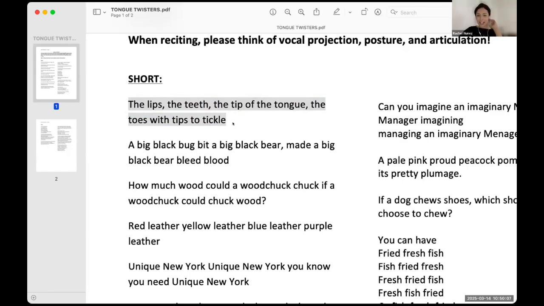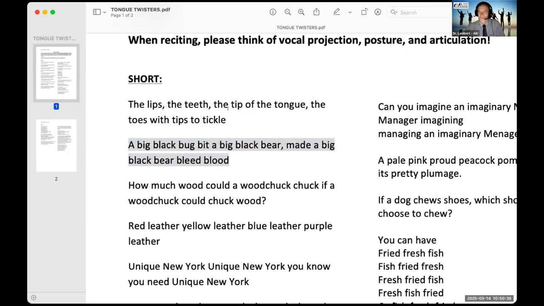Okay. I'm going to try another one, okay? So you can go ahead and mute your mic again. Thank you so much for participating. I'm going to try another one. Whew. A big black bug bit a big black bear, made a big black bear bleed blood. Again. A big black bug bit a big black bear, made a big black bear bleed blood. Who would like to try that one?